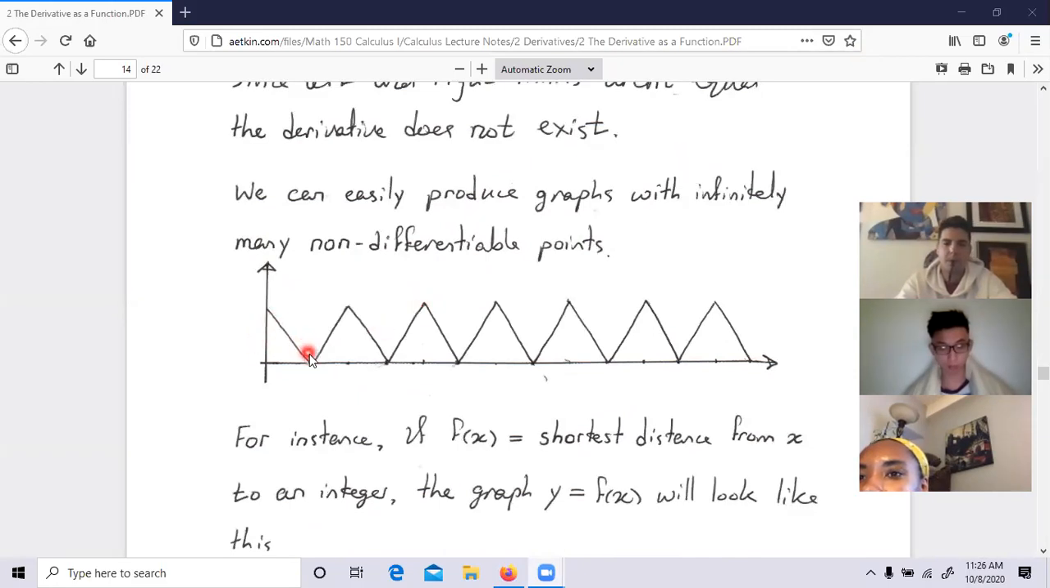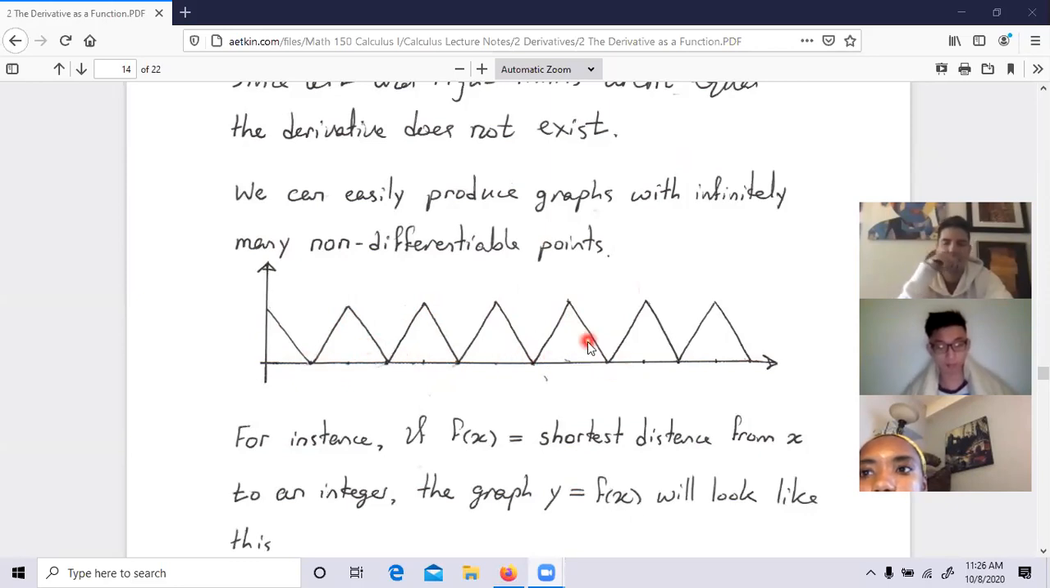So here is a simple example of infinitely many points of non-differentiability. It's not differentiable anywhere where you have this sharp edge. Germans call it zackig. It's like zigzag, but I really like the word zackig. It really sounds like what it is.